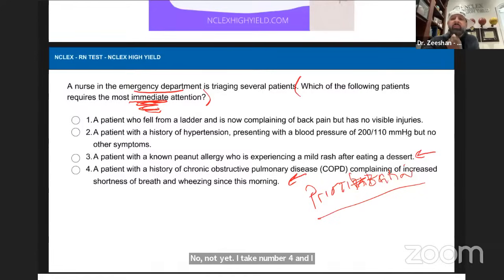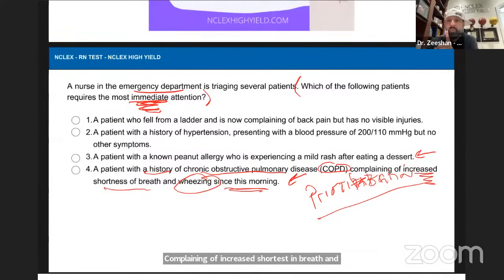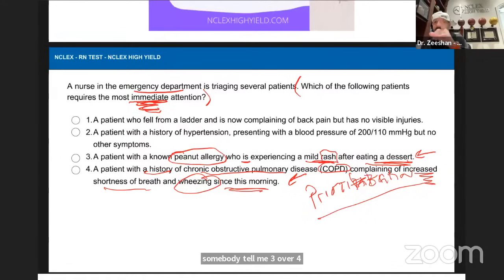So a patient with a history of COPD, complaining of increased shortness of breath and wheezing since this morning, or a patient with a known peanut allergy who is experiencing a mild rash after eating a dessert. Why keep 3? Keep 4. All right, somebody tell me. 3 over 4, 4 over 3. All right. I made this question on purpose.